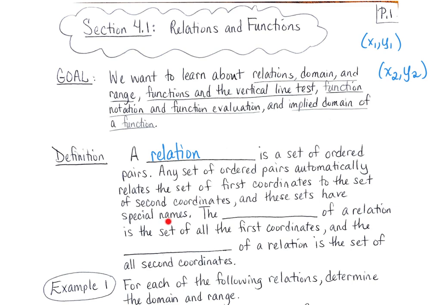sets have special names. The domain of a relation is the set of all first coordinates. That's the domain. It's the set of all first coordinates. And the range is the set of all second coordinates. So that's your range.